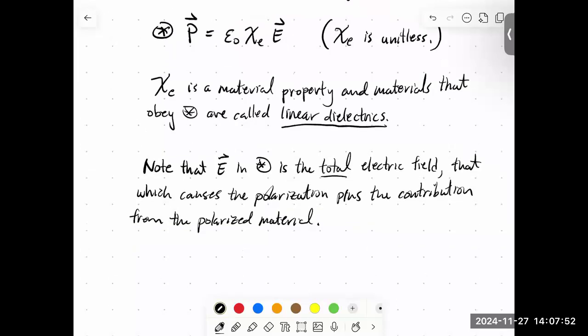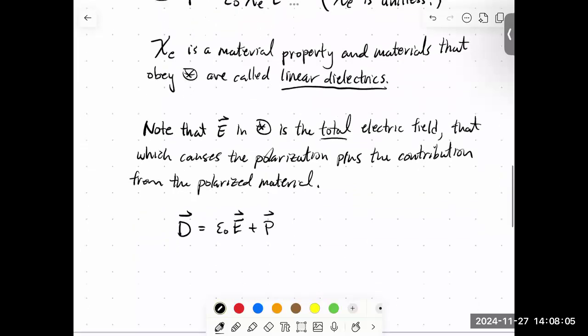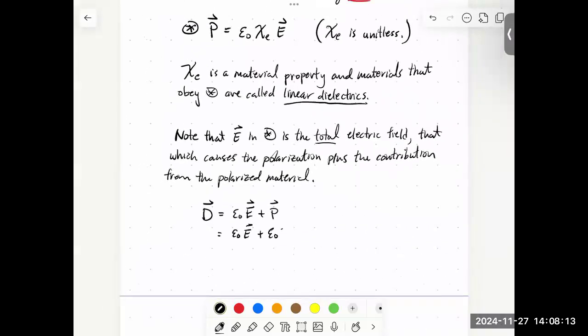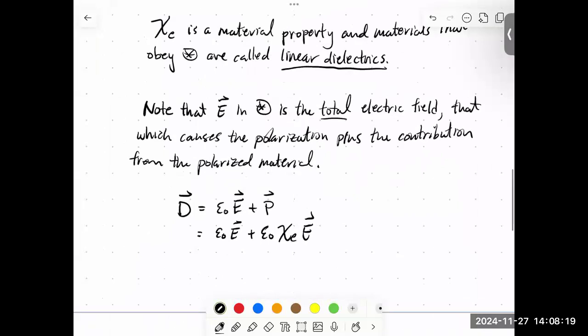So what we could do is plug equation star into our electric displacement. Remember that was defined to be epsilon naught times E plus the polarization, which is going to become epsilon naught E plus epsilon naught chi times E, which we can then write as epsilon naught (1 plus chi) E times the electric field, like so.